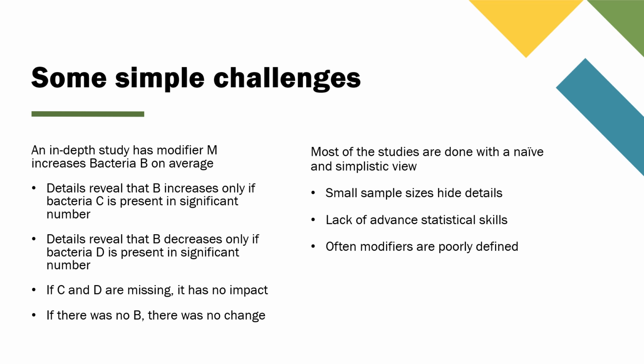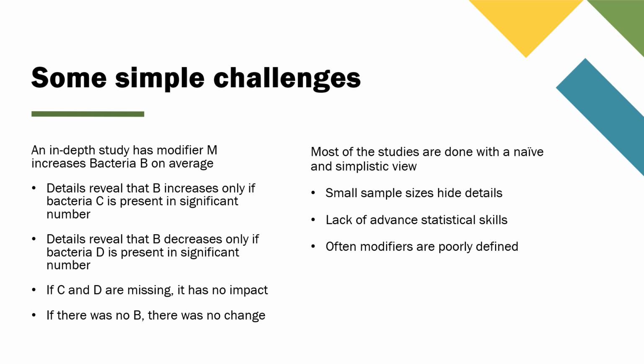A key word here is in-depth. Many studies are shallow studies. They don't really go down into it. A few are beautifully done. They go into depth. And the in-depth study or the shallow study may report that modifier M increases bacteria B on average. And the average happens to be statistically significant at 0.05 or 0.01, or in some cases 0.2 probability. In other words, 0.2 means it increases it probably with an 80% chance that it does increase it.